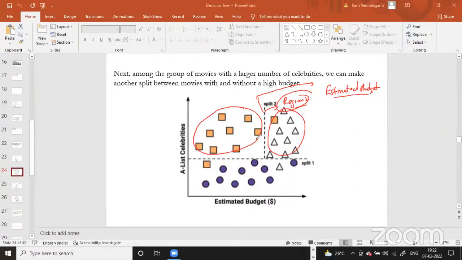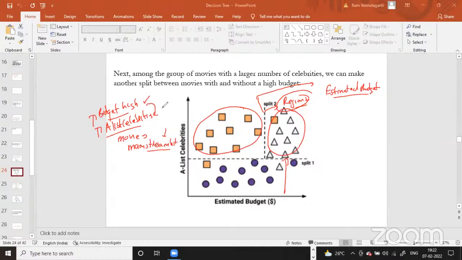Now, if my estimated budget is high, if my budget for the movie is high, and also my number of A-list celebrities in that movie is high, what can I say? My movie is going to become a mainstream hit. It is going to become a commercial success. This is what we can say. If your budget is high, and the number of A-list celebrities is also high, the movie is going to become a mainstream hit for us.